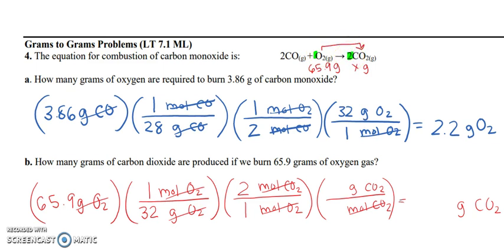And in my last bracket, for every 1 mole of CO2, I need to know the molar mass of CO2. So 2 oxygens plus 1 carbon, 44. When I put this into my calculator, 65.9 divided by 32 times 2 times 44 gives you an answer of 181.23 grams of CO2. Now you try the next grams to grams problem on your own.